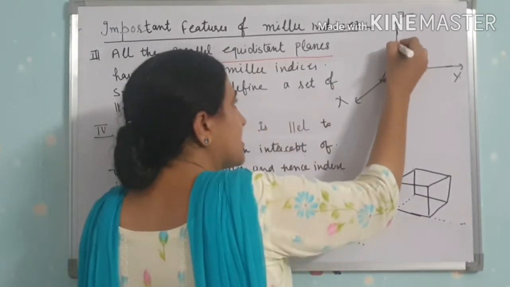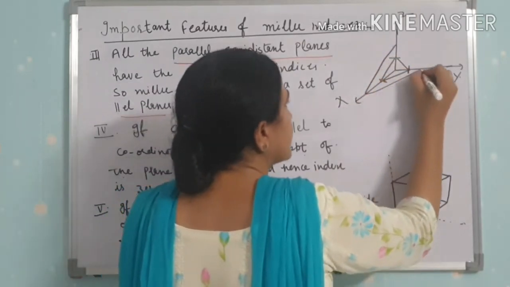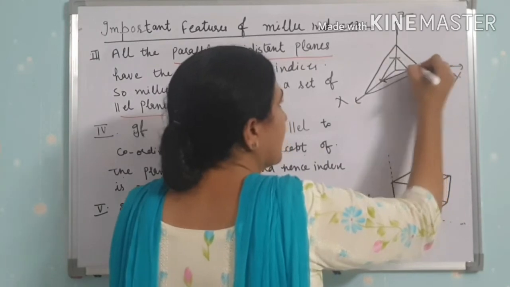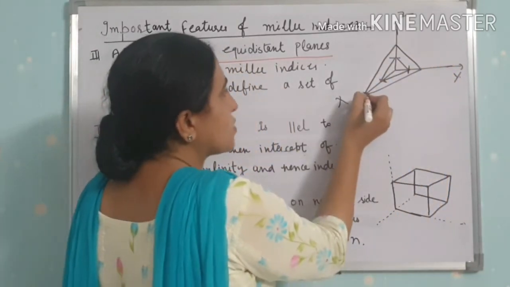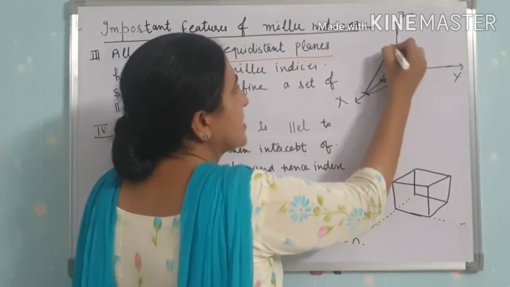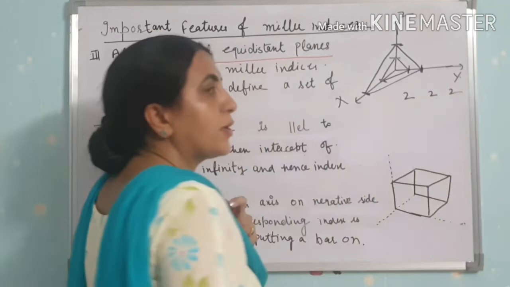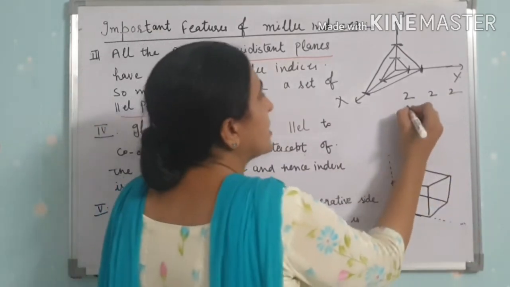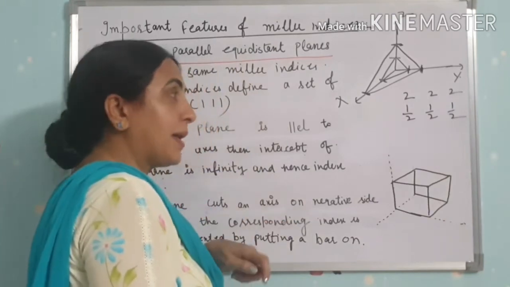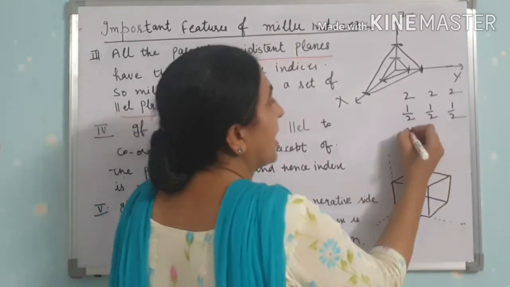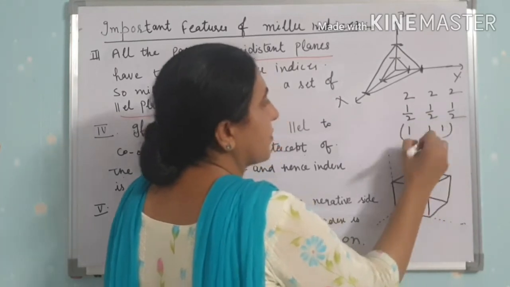And if we take another plane parallel to this plane, that cuts the x, y, z axes at 2, 2, 2. Their reciprocals are half, half, half. And if we multiply by 2, then we get 1, 1, 1.